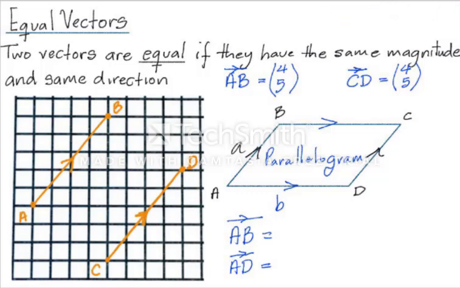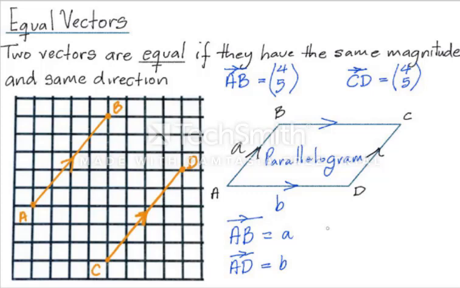All right. The diagram to the right is a parallelogram, and in this diagram, the vector AB is represented by a and the vector AD is represented by b.